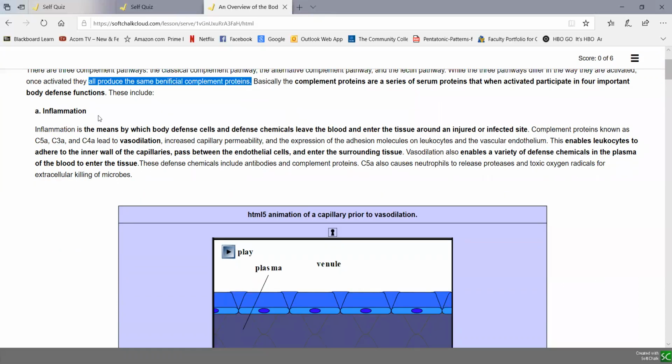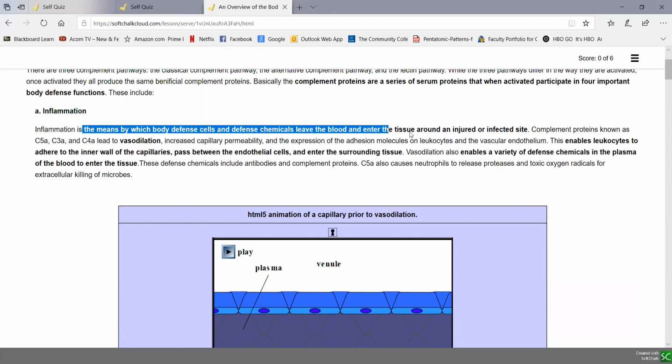So one of the important things that these complement proteins do is to promote more inflammation. And as we've said quite a few times now, inflammation is how our body defense cells and defense chemicals are able to leave the blood and enter the tissue at an injured or infected site. A lot of these defense cells, like phagocytes, and defense chemicals, like complement proteins, circulate in the blood. But if you have an infection in the tissue, those defense cells and defense chemicals have to get out of the blood into the tissue where the infection is, and that's done through inflammation.